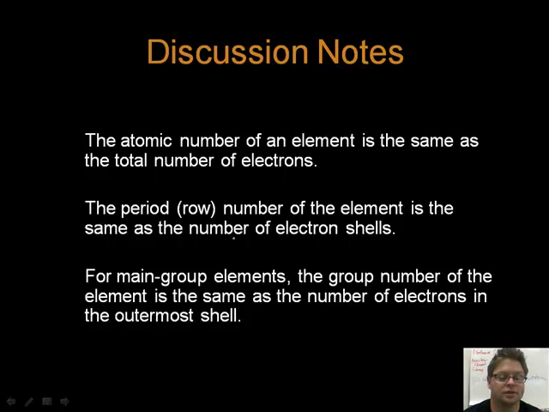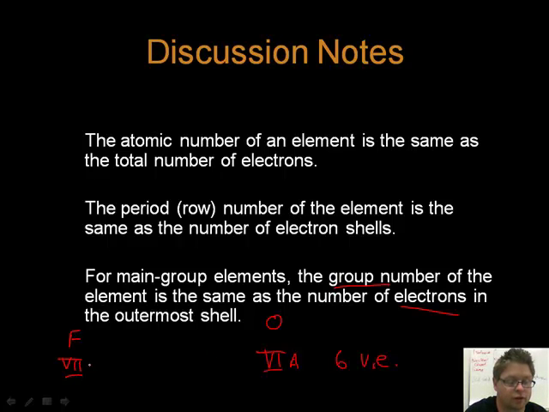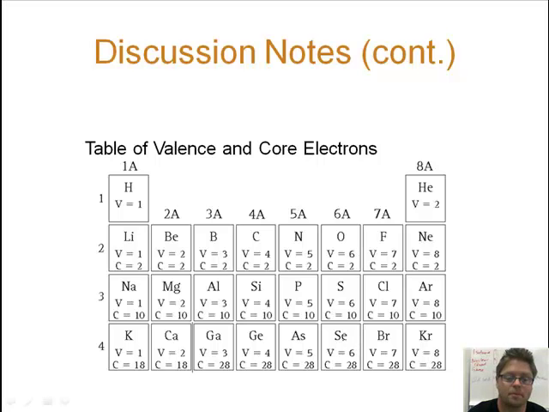For the main group elements, the group number of the element is the same as the number of electrons in the outermost shell. So, if you know the group number, you know the number of valence electrons. If we look at an element, such as oxygen, oxygen is in group 6A, that means it's going to have 6 valence electrons. You look at another element, fluorine. Fluorine is in group 7, so it's going to have 7 valence electrons. Here's a table showing the valence and core electrons of some of the primary elements in groups 1 through 8A.